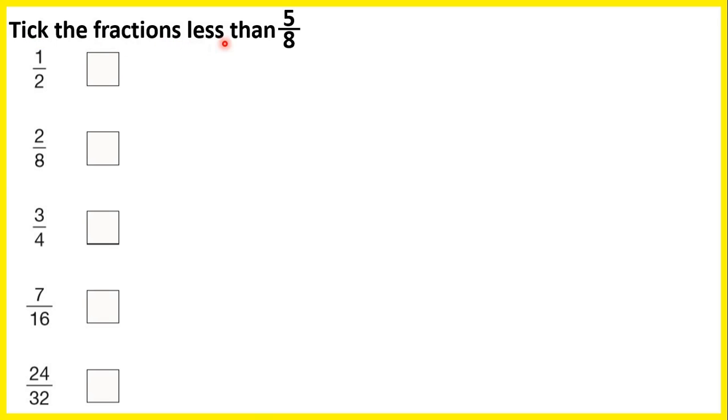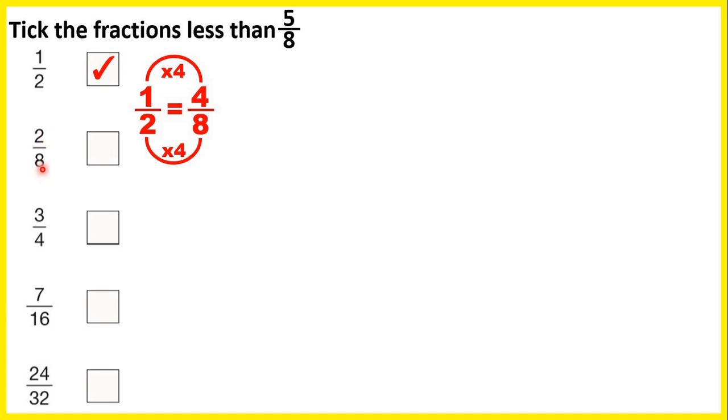Tick the fractions less than 5/8. So first we have 1/2, and it's easier to compare fractions if the denominators are the same. So we can find an equivalent fraction to 1/2 with a denominator of 8. So 1/2 is the same as 4/8, and because that's less than 5/8, we can tick 1/2.